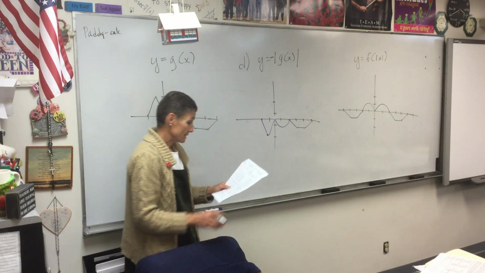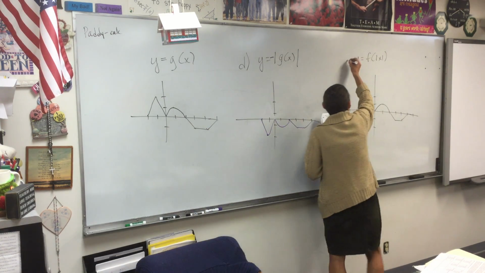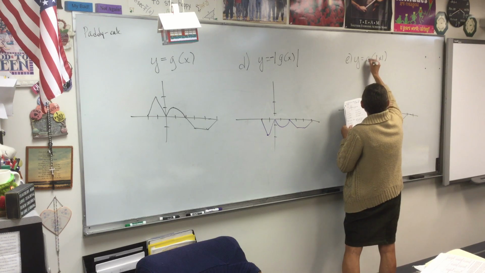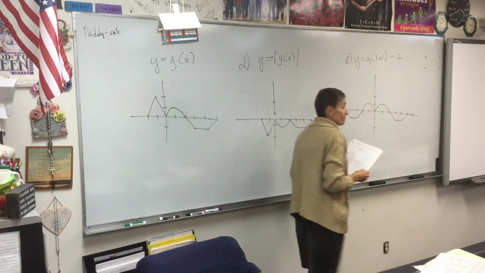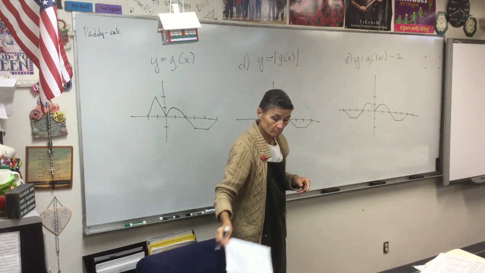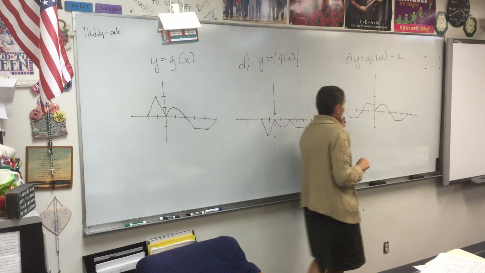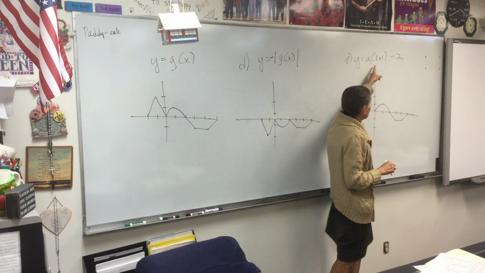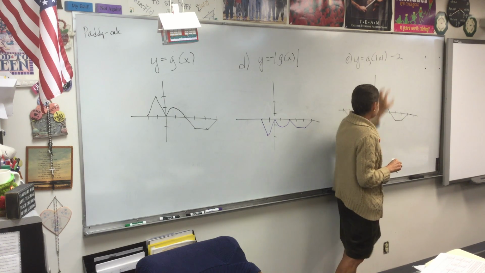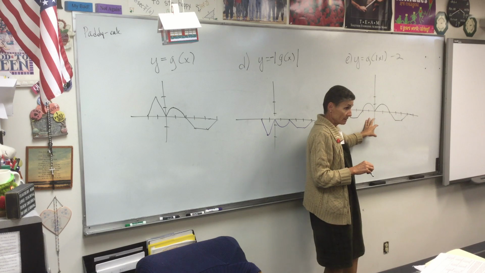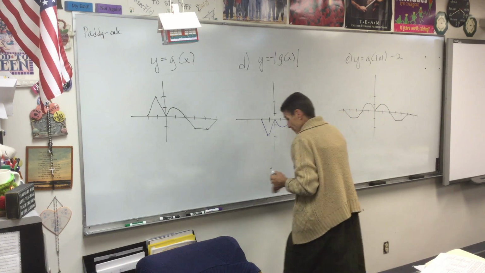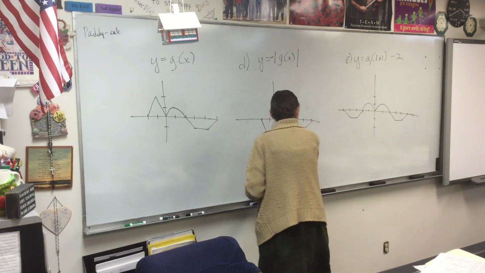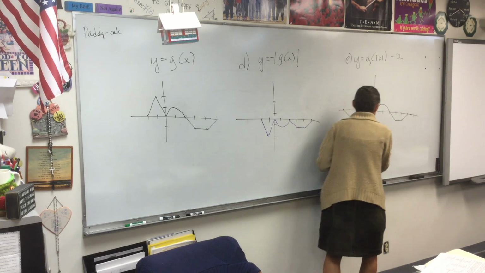Ready? All right. E says, take this function right here and subtract 2 from it. Now, I already did that function right there. That part's done. Everybody agree? Now, what is sticking a -2 on the end of it going to do? Move it down. Move every point down 2.